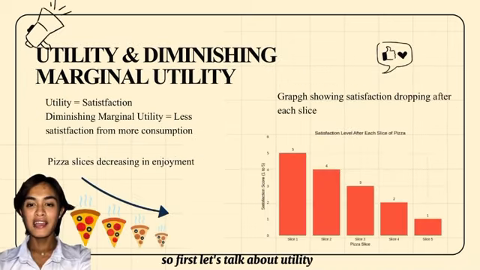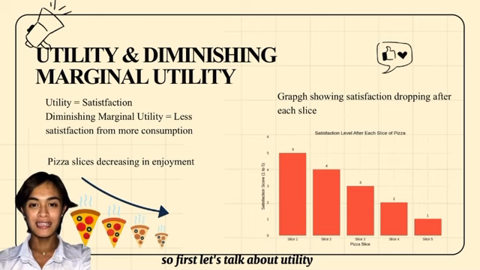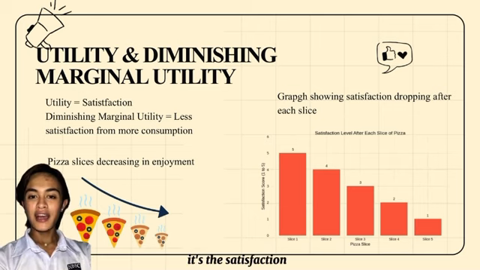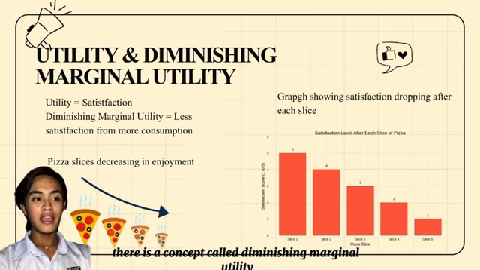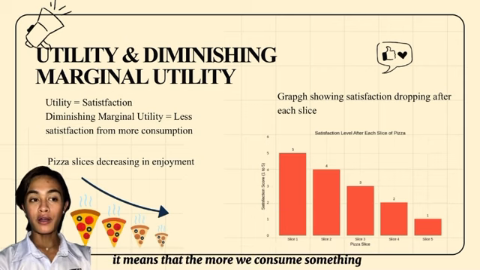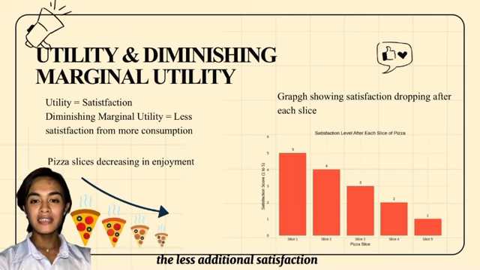Thank you, Dasin. So, first, let's talk about utility. It's the satisfaction or happiness we get from consuming something. Now, there's a concept called diminishing marginal utility. It means that the more we consume something, the less additional satisfaction we get from each extra unit.